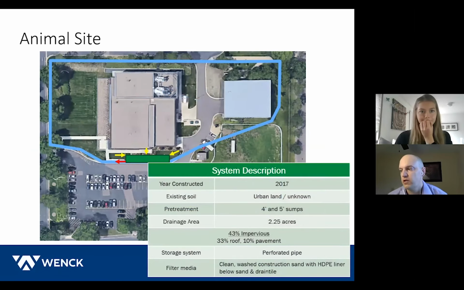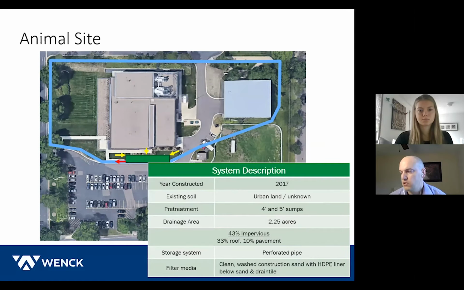The last of the 4 sites is what we're calling the animal site. Constructed in 2017. Soils were urban. I don't know much more than that. We didn't have any more information on why specifically filtration was chosen here. The middle arrow comes directly in from the roof, so there's no pre-treatment from that arrow. And then the inlets, so the yellow arrows on the left and the right, those 2 inlets each have 4 and 5 foot sump as pre-treatment.